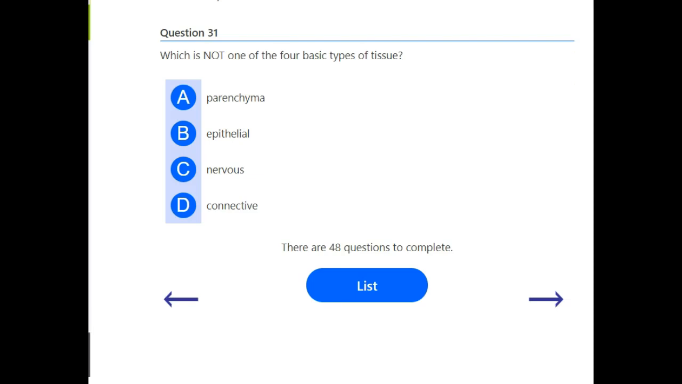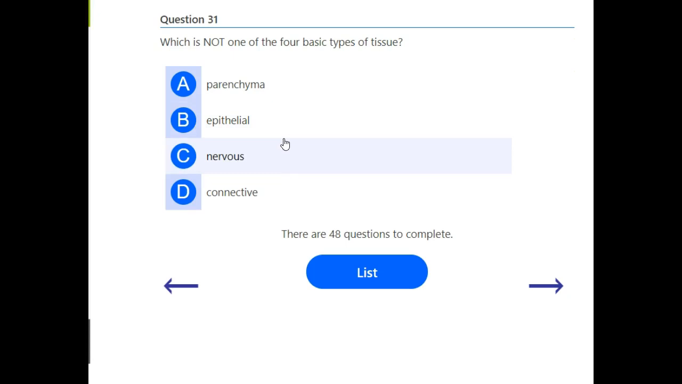This science practice test. Okay, let's move on. Practice part number 4. Which is not one of the 4 basic types of tissue? A, parenchyma, B, epithelial, C, nervous, D, connective.